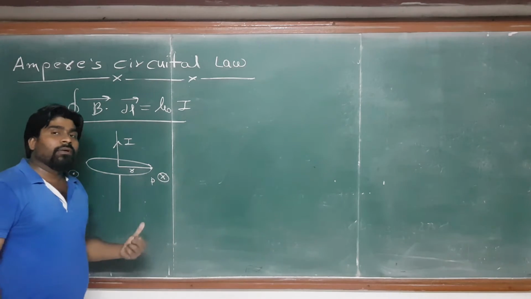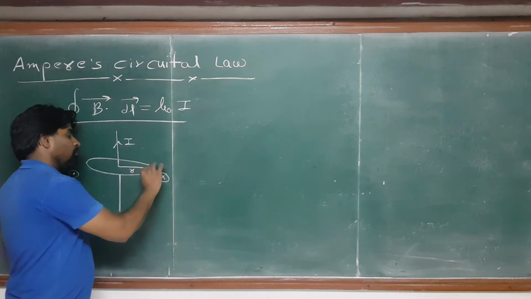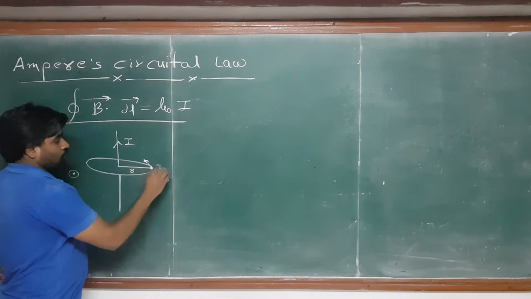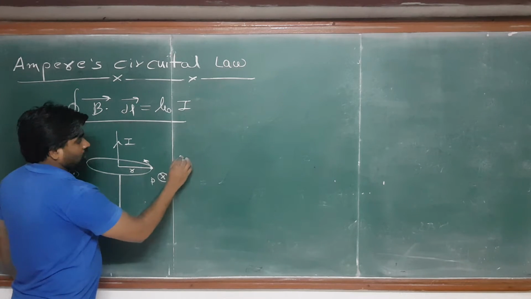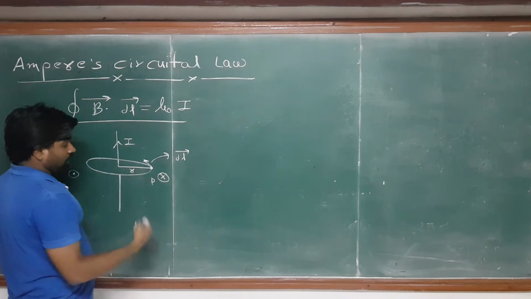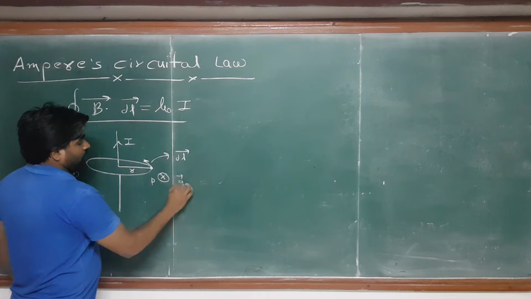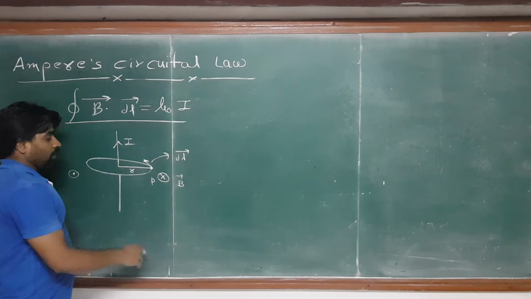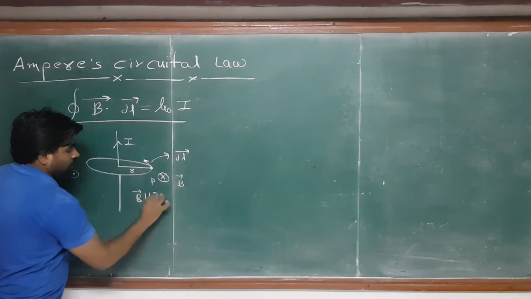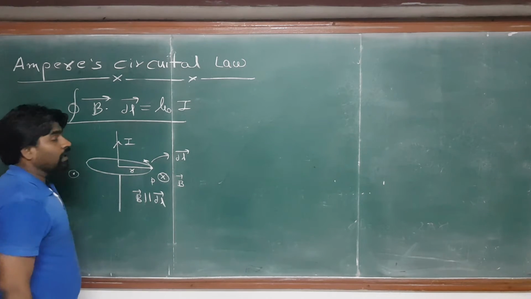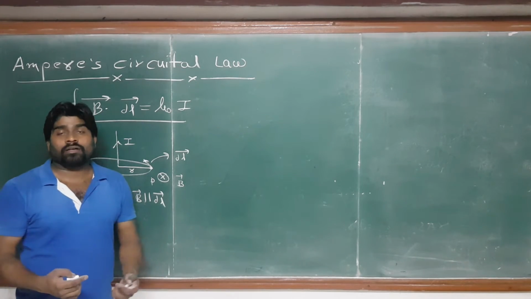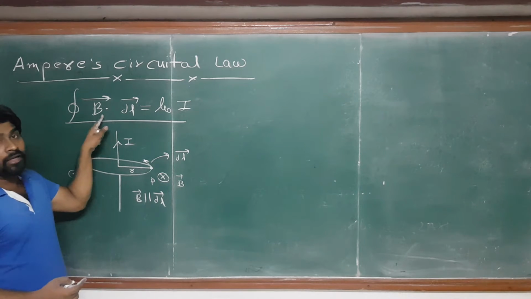Now at the point P we take a small element whose direction is similar to the magnetic field. The element has length dL and direction vector dL, and this is the magnetic field, vector B. So here vector B is parallel to vector dL. If these two directions are parallel and you want the product between them, you have to take the dot product.